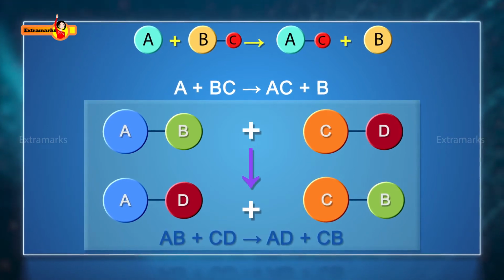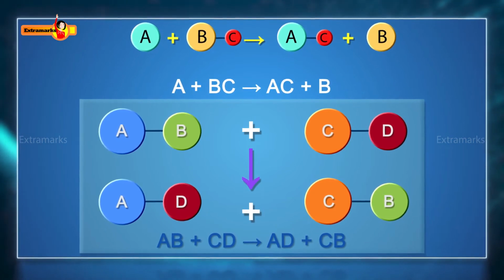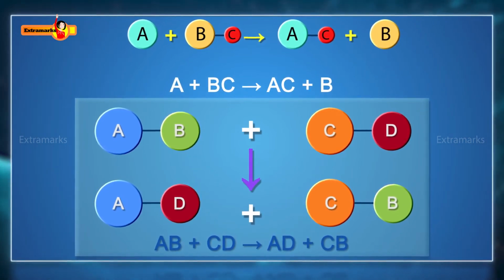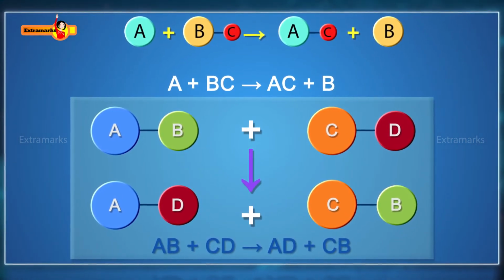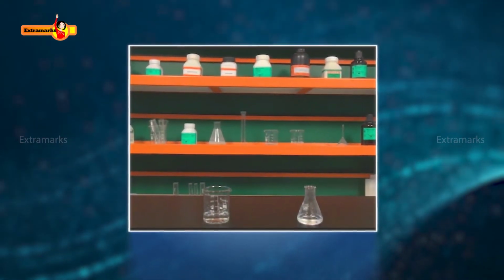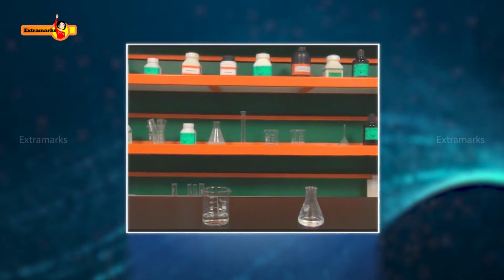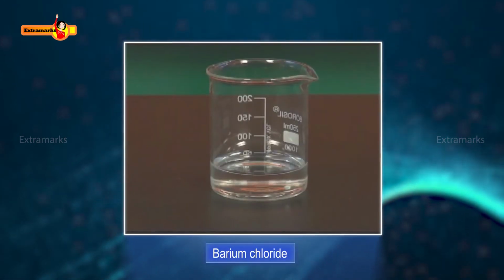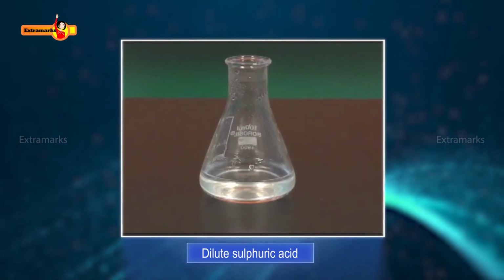Yes, these types of reactions are called double displacement reactions. Let's study about double displacement reaction. Let us understand it with the help of an activity. For this activity, we need test tubes, barium chloride solution and dilute sulfuric acid.